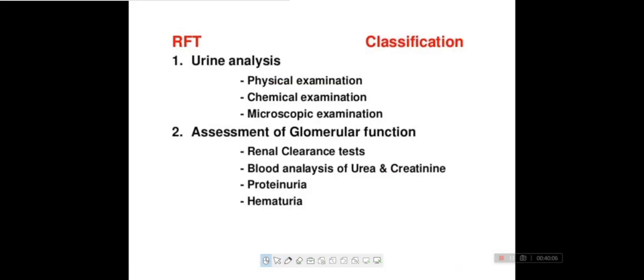Next is renal function test classification. Urine analysis, already I told you, physical examination, chemical examination, and microscopic. Next is assessment of glomerular function. In this, renal clearance test will take place, blood analysis of urea and creatinine, proteinuria, and hematuria.